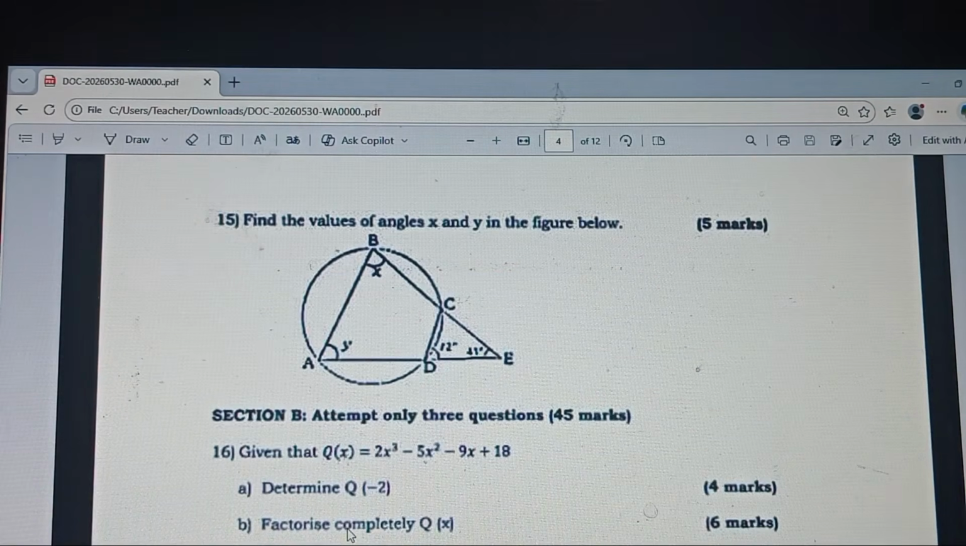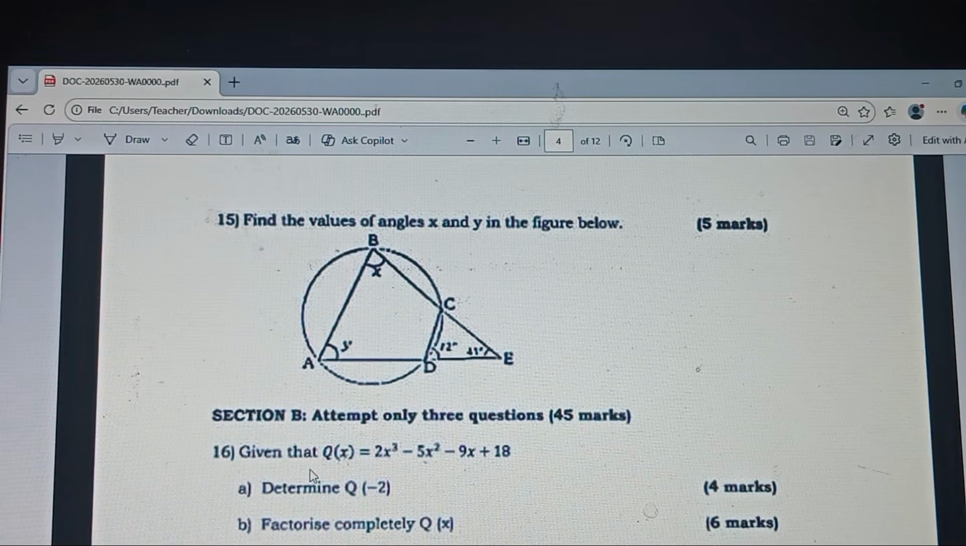For here you have question number 15. That is a circle. They have some kind of formula related to it. Then you are asked to find the values of x and y for that figure. Also, I will show you in the marking guide.